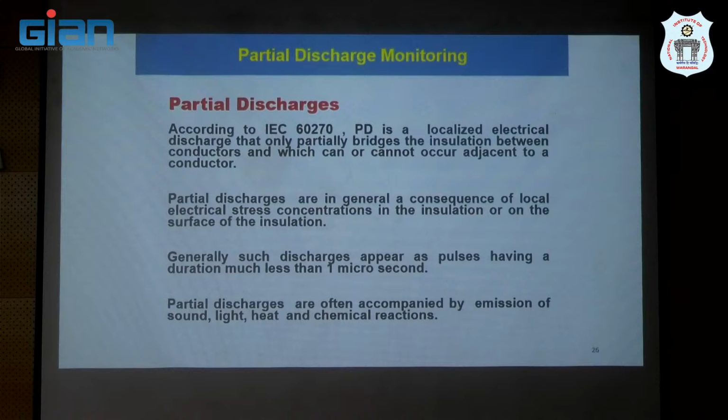So these partial discharges are localized electrical discharges which partially bridge the insulation between the conductors. These are localized stresses which, even with a minor problem, gradually make it a very severe problem. So if you are able to detect, classify and localize, that will be the best way for diagnosis.